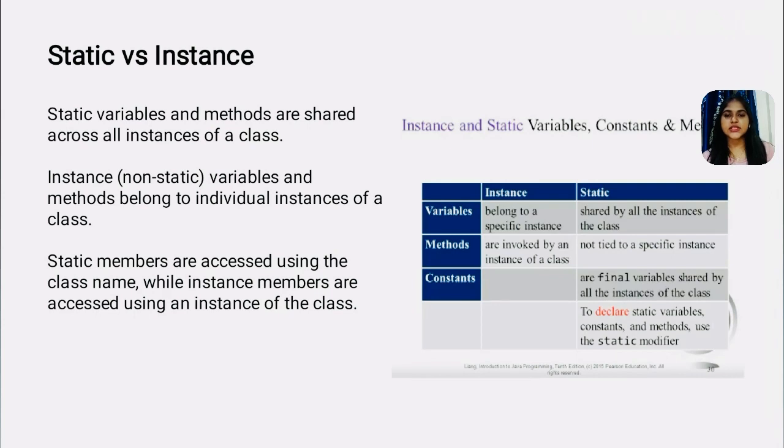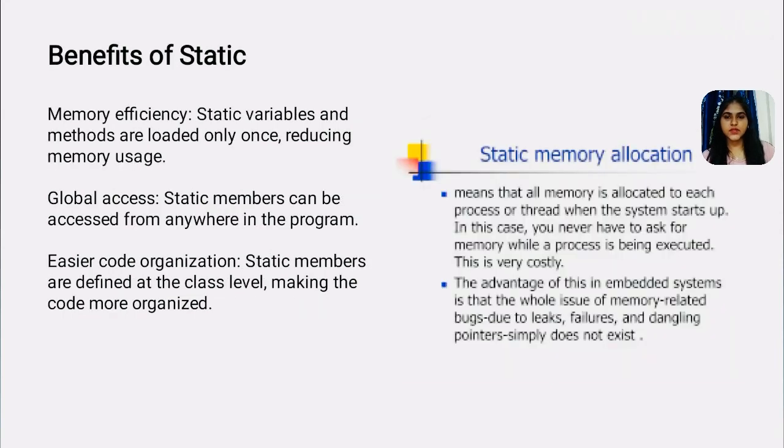Static versus instance. Static variables and methods are shared across all instances of a class. Instance or non-static variables and methods belong to individual instances of a class. Static members are accessed using the class name, while instance members are accessed using an instance of a class. Benefits of static: memory efficiency. Static variables and methods are loaded only once, reducing memory usage. Global access. Static members can be accessed from anywhere in the program. Easier code organization. Static members are defined at class level, making the code more organized.